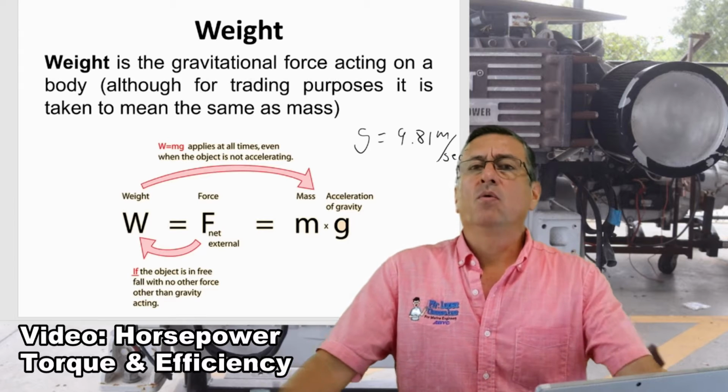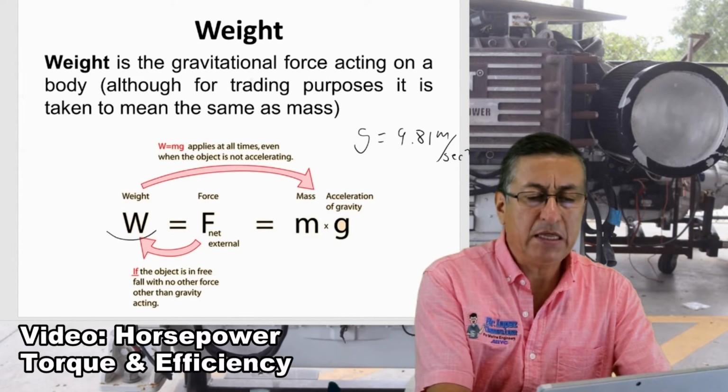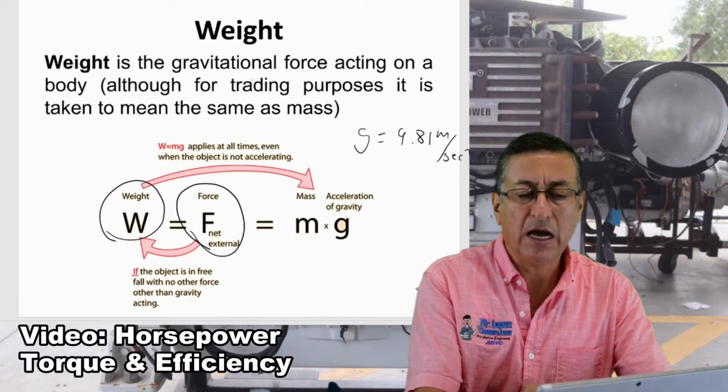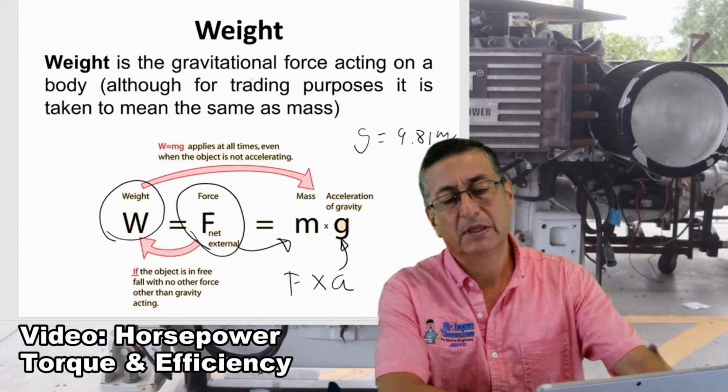Alright, what is the formula for weight? Weight is equal to the external force. According to the second law of Newton, force is equal to mass times acceleration. In this particular case, it is the acceleration of gravity.